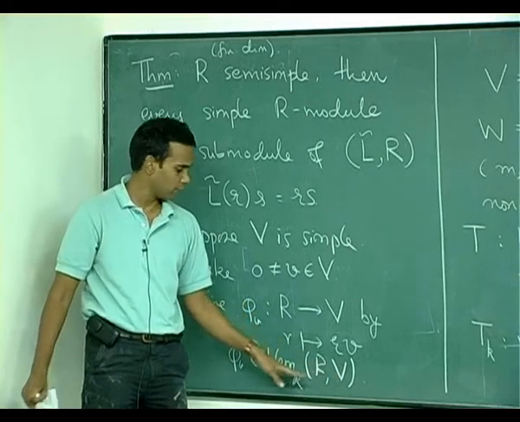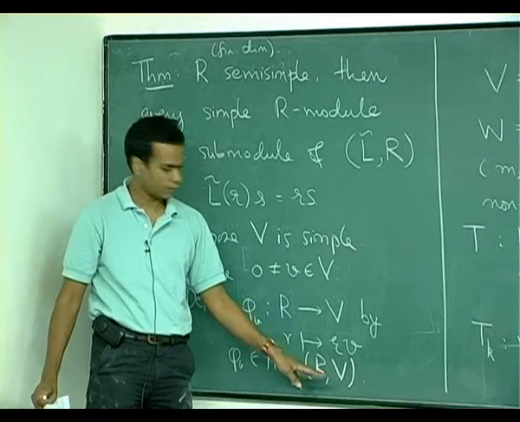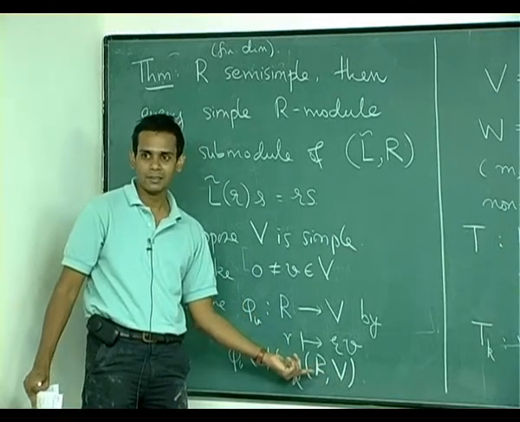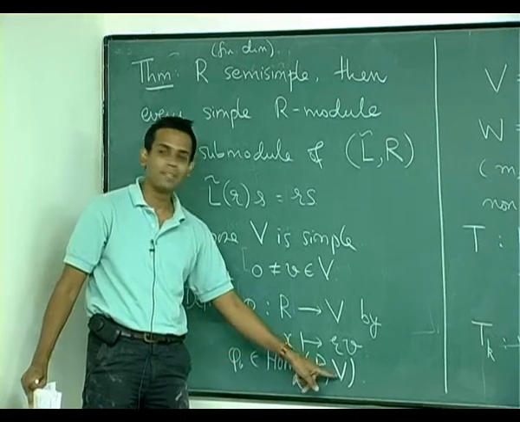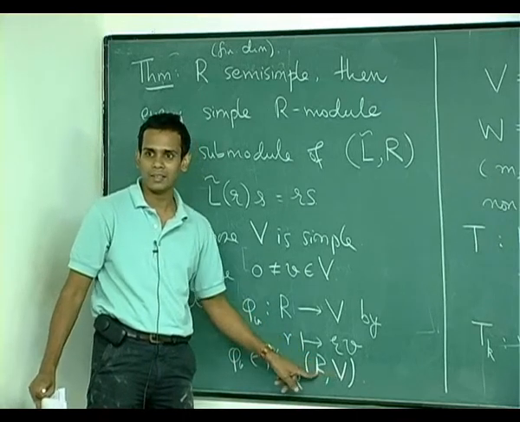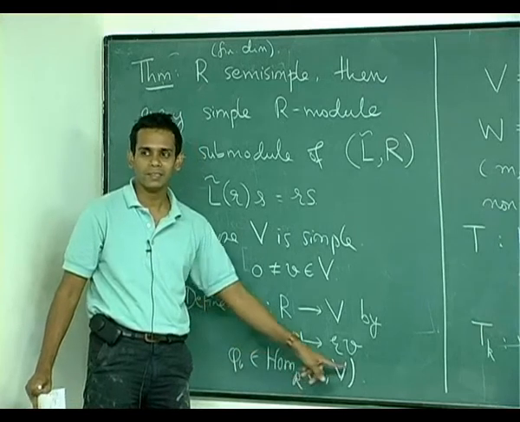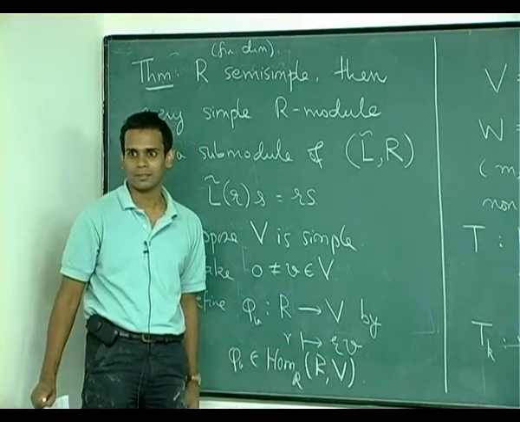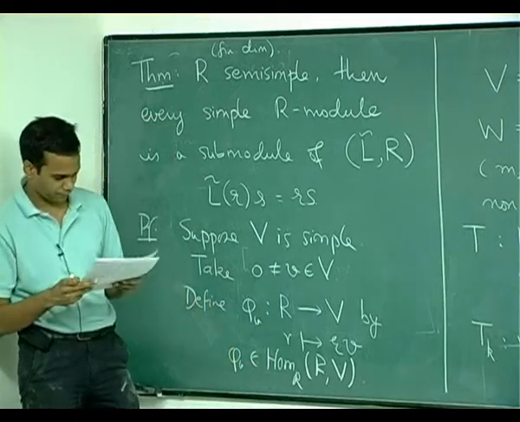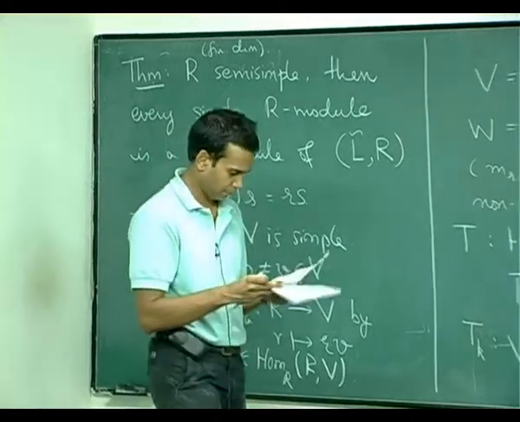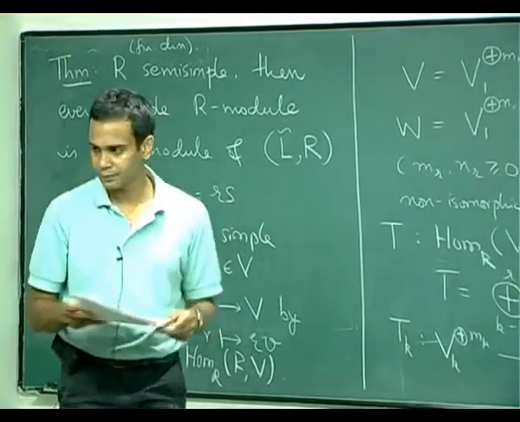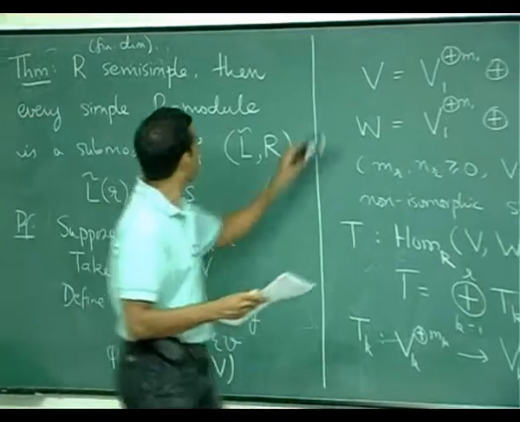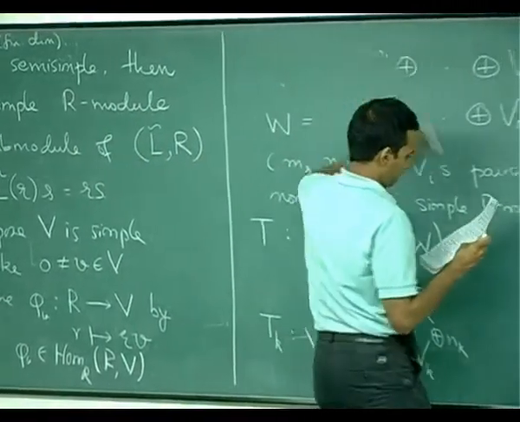So its dimension in particular is strictly greater than 0. But we've already calculated that the dimension of this is just the multiplicity of V inside R. So that means that V occurs as a sub-representation, a submodule. So that proves the theorem.